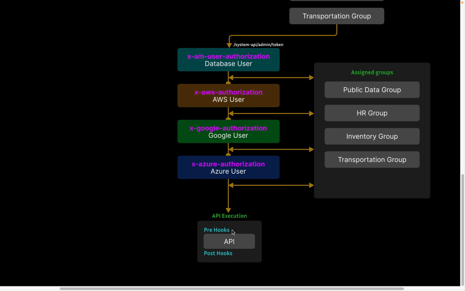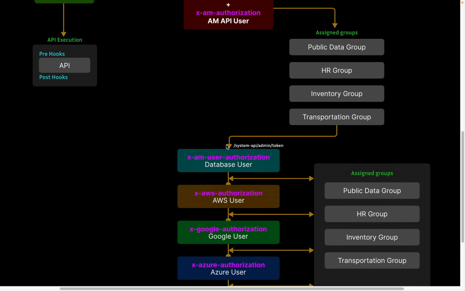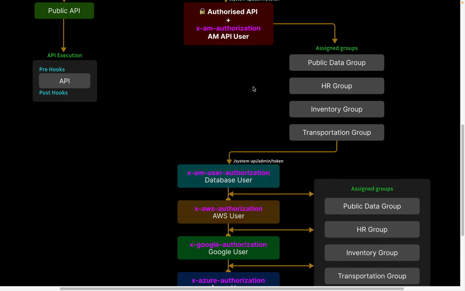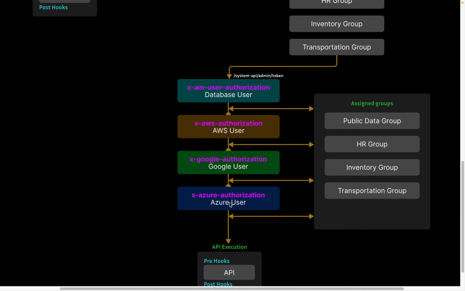In pre-hooks, we can write code, and in that code we can get all the information of these authorization related data, so we can know which user is hitting the API, and based on those users we can modify their request payload also, and if required we can throw appropriate errors also. In case of database user and API user, you can use this system API to get the token. AWS, Google and Azure, they will provide you the user token because the users are stored inside them.